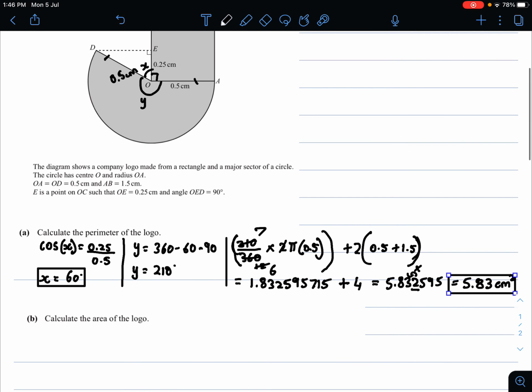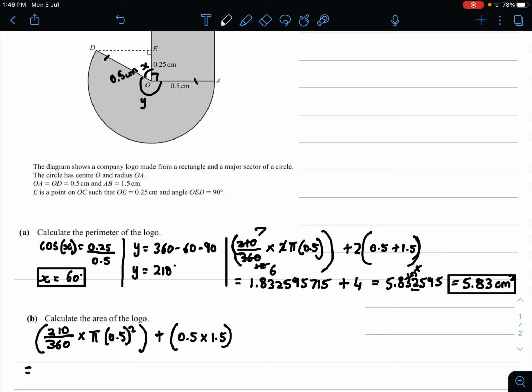So area also would be pretty similar. All you need to do is 210 divided by 360 multiplied by the area of a circle. So that is pi r square. So your r value in this case is 0.5, so you substitute that. So 0.5 square plus the area of the rectangle. So length into breadth, that is 0.5 multiplied by 1.5.